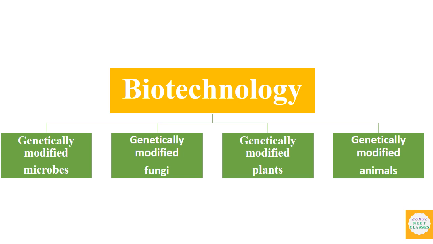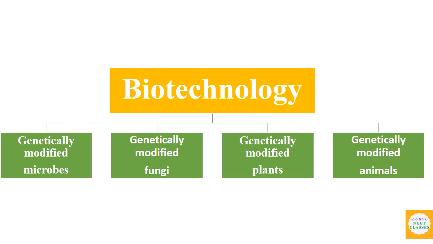From biotechnology, what we have learned is that biotechnology is a technique where living organisms are modified by using genetic engineering and the core technology of enzymes and plasmids. We are able to modify all the organisms. Those organisms we are going to call genetically modified organisms. So we created genetically modified microbes, genetically modified fungi, genetically modified plants, genetically modified animals.